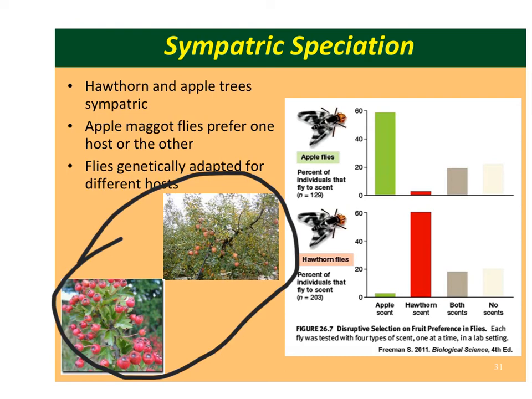They still look very similar, okay? But they respond differently to their environment. If you put them in a glass cage, and you give them either an apple scent or a hawthorn scent, the apple flies go to the apple scent, the hawthorn flies go to the hawthorn scent. Those flies have also changed in terms of genetics.